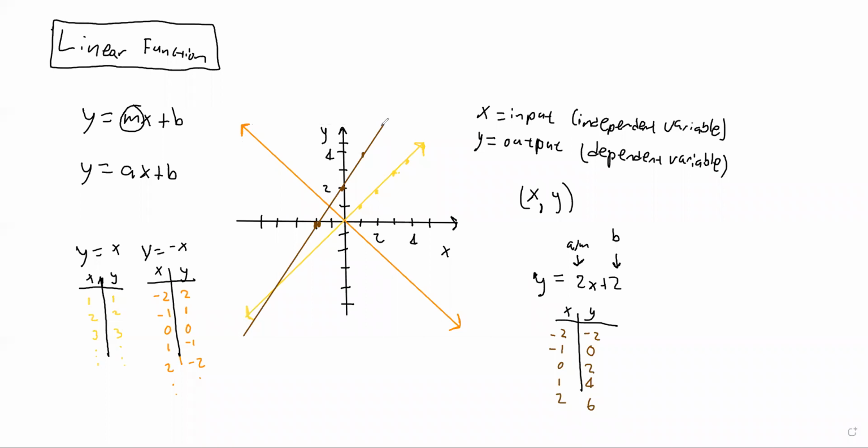Okay. Draw a better arrow. All right. So there you have it. There's the basics of a linear function. And this coordinate plane is called a Cartesian plane, named after the French mathematician René Descartes.